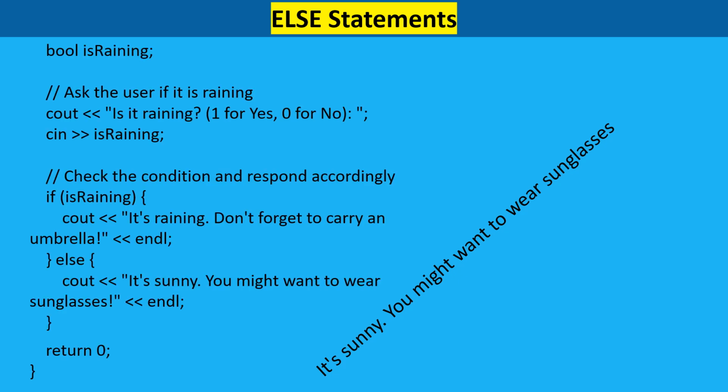Boolean isRaining, yes or no. Again, if the value of isRaining is true, 1 for yes, the program executes this block and prints a message to carry an umbrella.